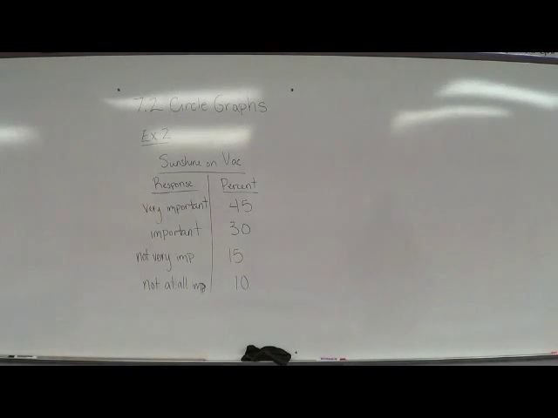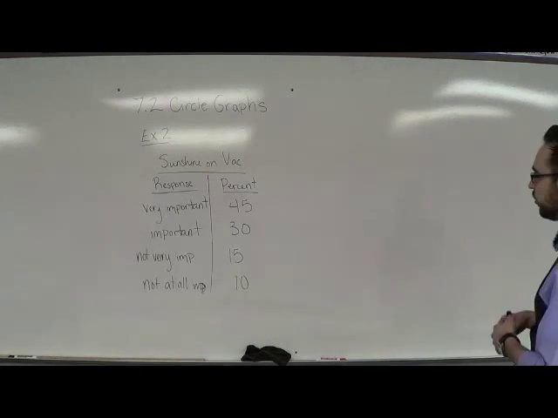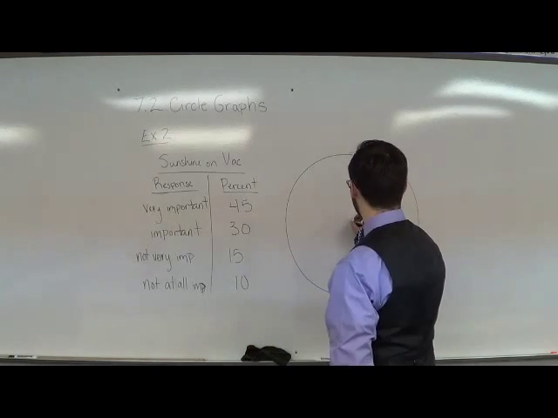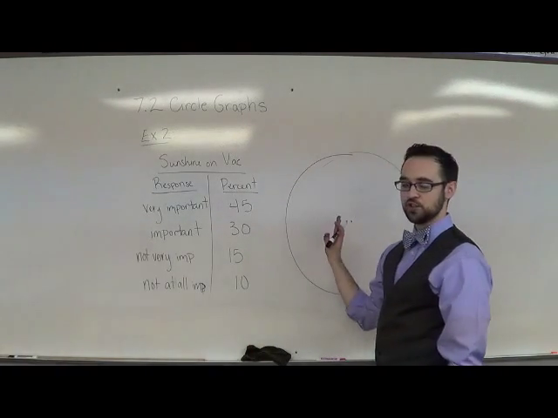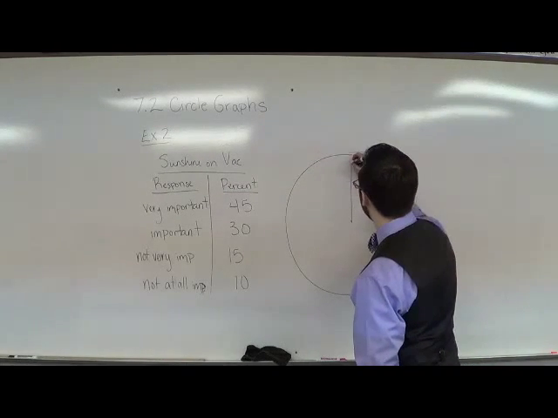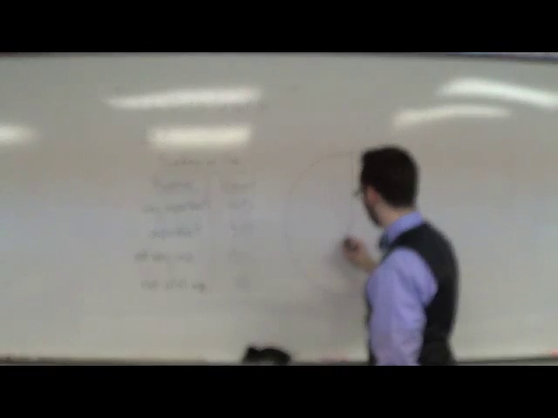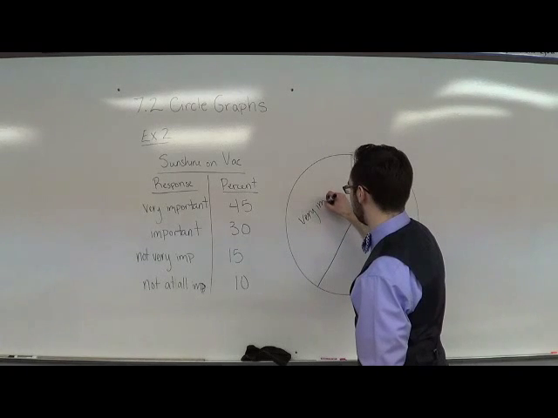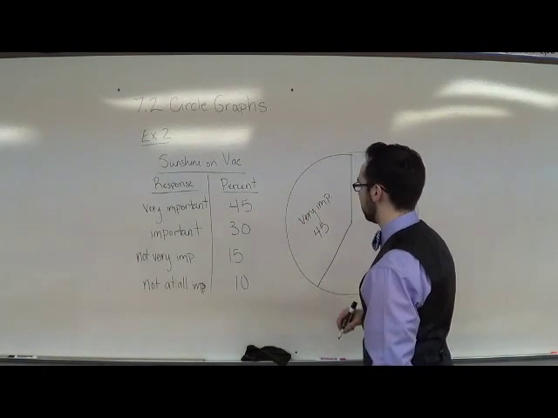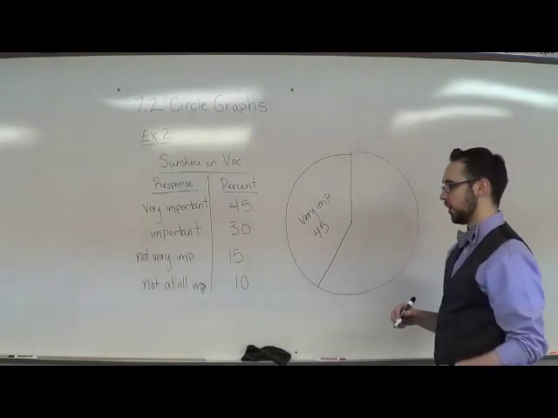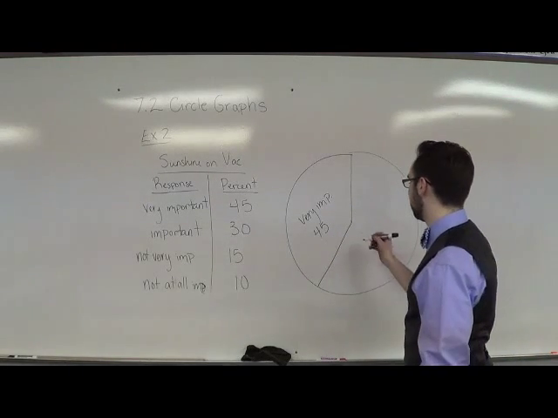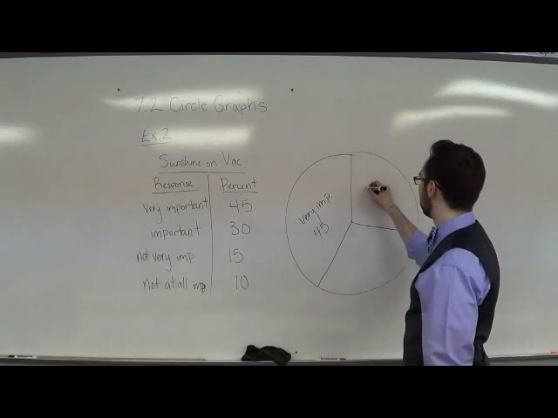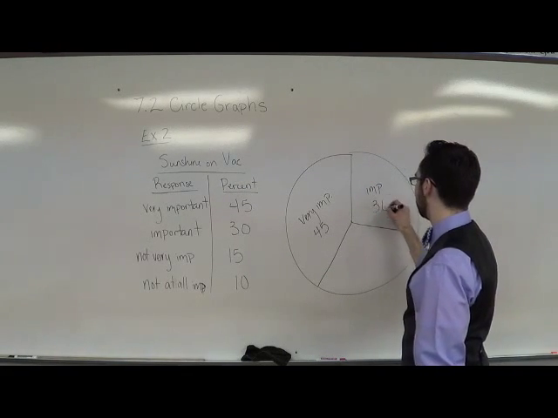Again, we want to analyze how close each is to being half or a quarter. If I create my circle, again we start from the middle here. 45 is just less than half, so I'm going to create one straight line going up, and then go just a little bit less than half. So this is the very important category, and it's 45%. Now important is 30, and that's going to be more than a quarter, so you want to come down a little bit more than a quarter. So this is just important, with 30%.